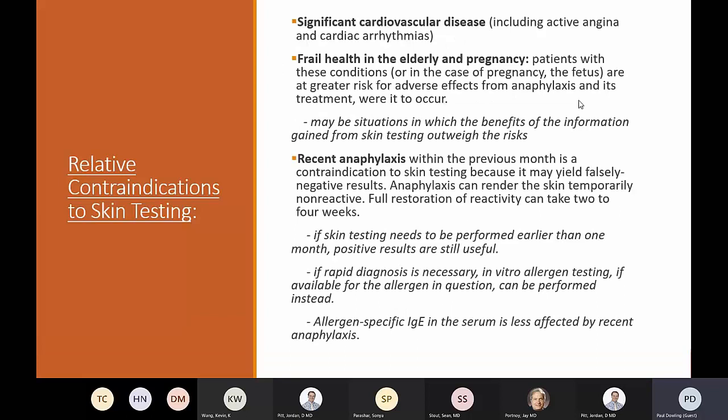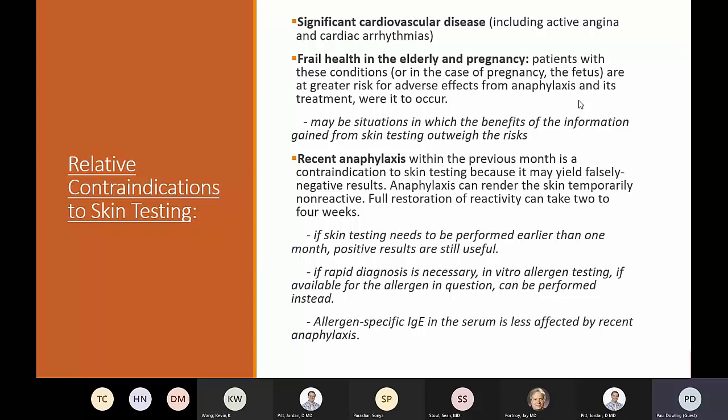Relative contraindications for skin testing are significant cardiovascular disease, including active angina and cardiac arrhythmias, frail health in the elderly, and women that are pregnant. Patients with these conditions, or in the case of pregnancy, the fetus, are at greater risk of adverse reactions from anaphylaxis and its treatment when it occurs. There may be situations where the benefits of the information gained from skin testing outweigh the risk, but again, it's something that you should consider carefully before doing testing.